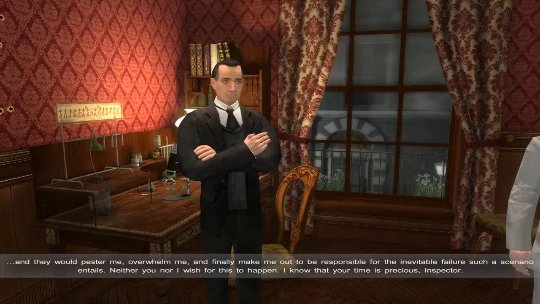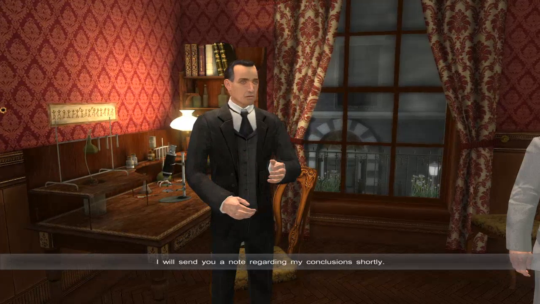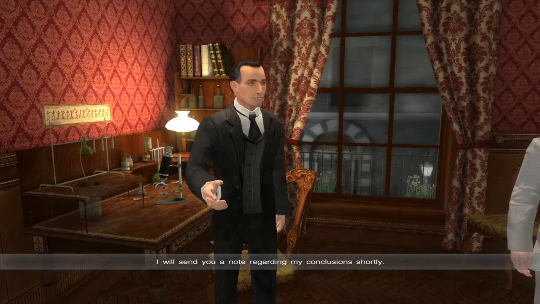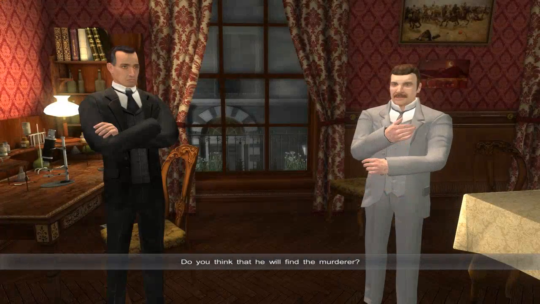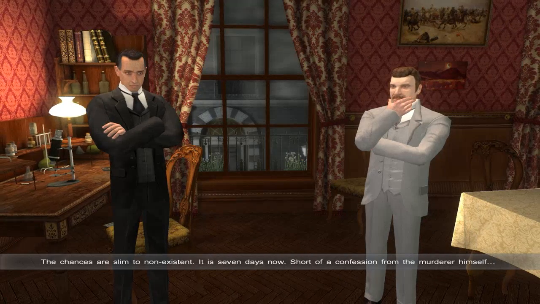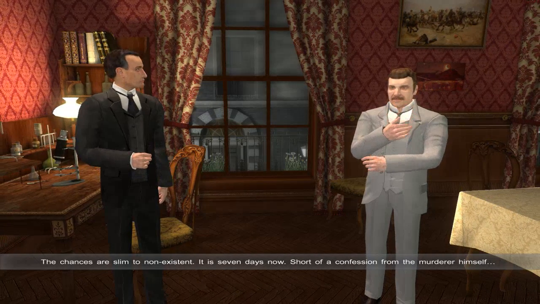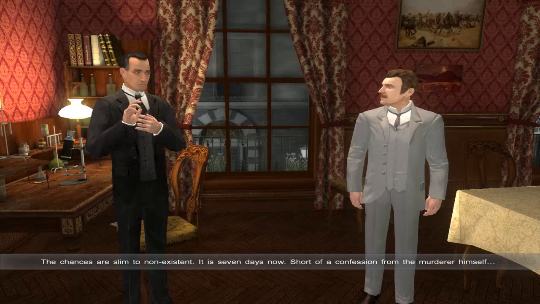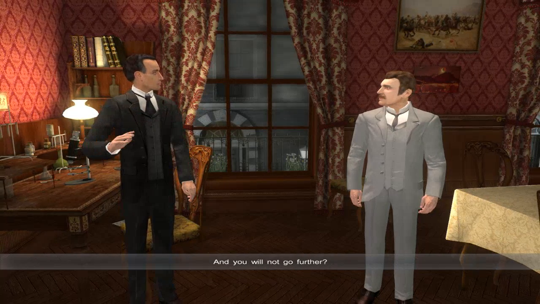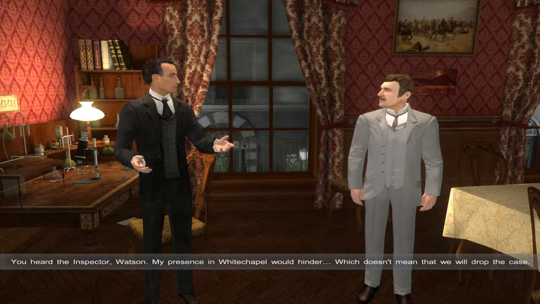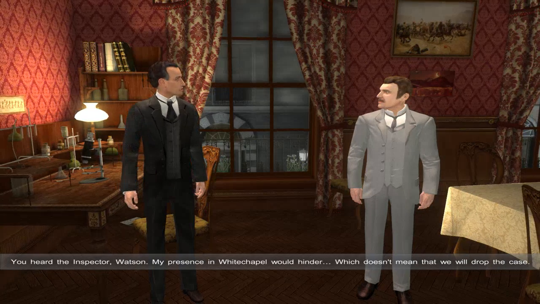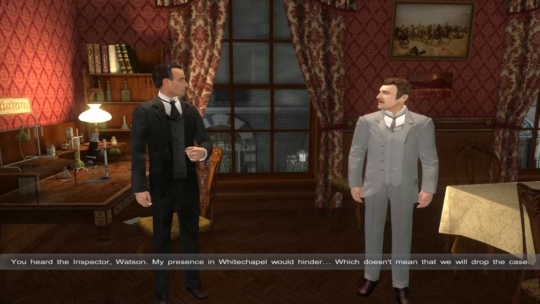I know that your time is precious, Inspector. I will send you a note regarding my conclusions shortly. With pleasure. Gentlemen? Do you think that he will find the murderer? The chances are slim to non-existent. It is 7 days now, short of a confession from the murderer himself. And you will not go further? You heard Inspector Watson. My presence in Whitechapel would hinder, which doesn't mean that we will drop the case.